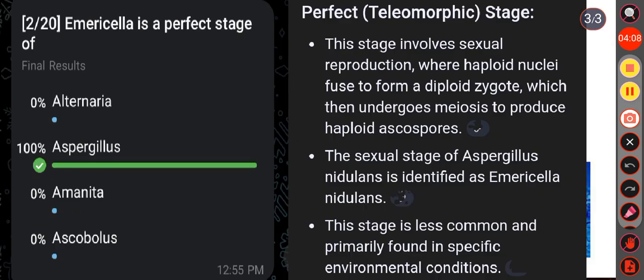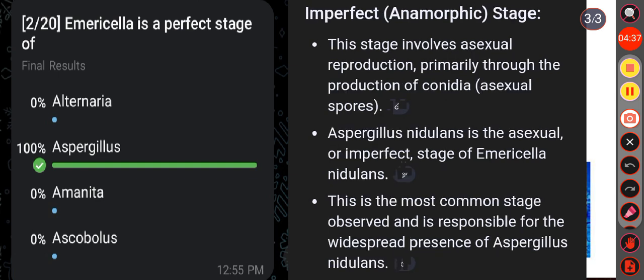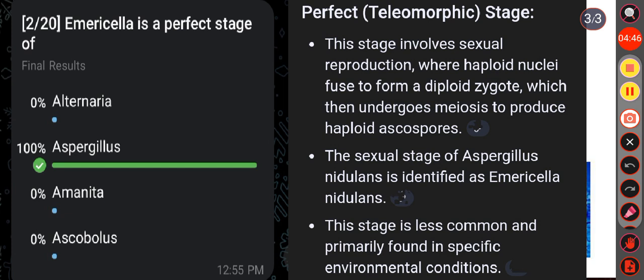Then next question, Emericella is a perfect stage of option A Alternaria, option B Aspergillus, option C Amanita, option D Ascobolus. Here the correct answer is option B, that is Aspergillus. First you should know what is perfect stage. Remember, in fungi perfect stage means the sexual stage. Okay, so a fungus producing asexual state is termed as anamorphic or imperfect stage, and the sexual state when present is termed as teleomorphic or the perfect stage.